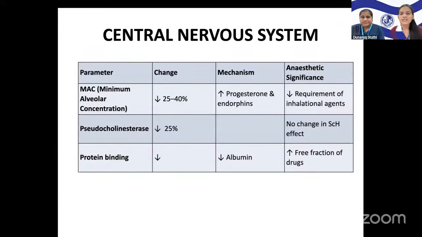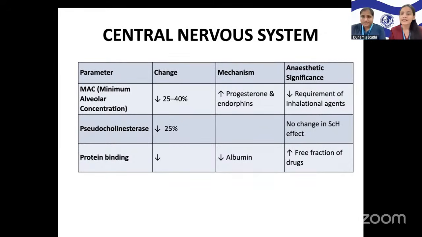Physiological changes in the central nervous system. The minimum alveolar concentration of inhalational anesthetic drugs will reduce by 25 to 40%. This is due to increased secretion of progesterone and endorphins, and also due to increased minute ventilation. Hence, the dosage requirement of inhalational anesthetics will be reduced.